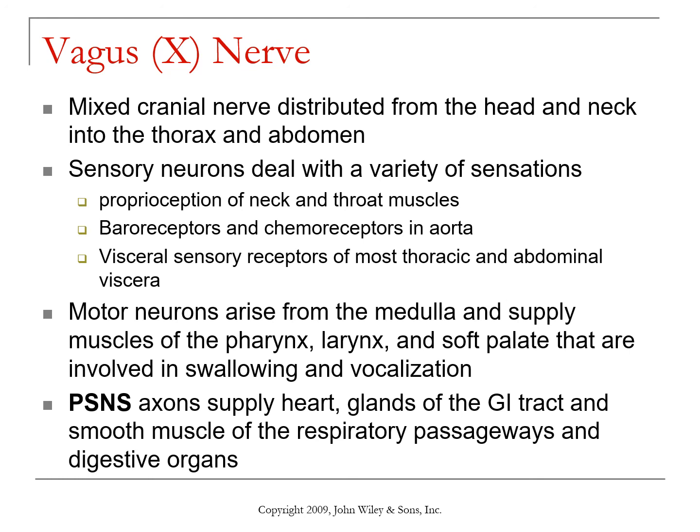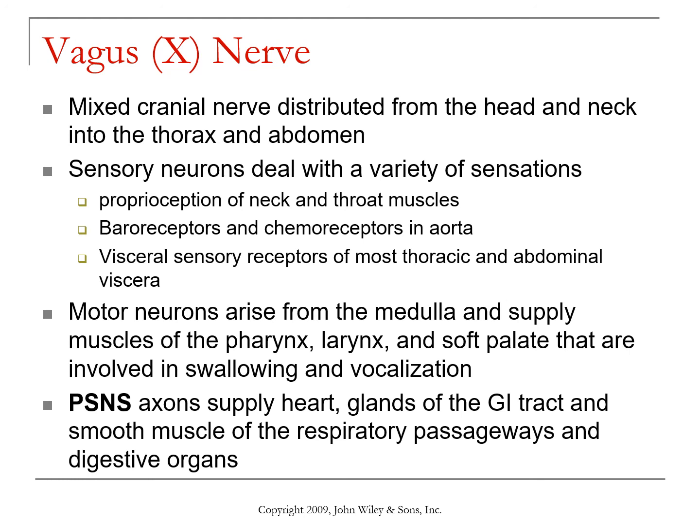It has axons that receive signals from and extend to a large region of the body, all the way down to the thorax and abdomen. Let's look at the sensory branches. The sensory fibers deal with a variety of sensations. So similar to the glossopharyngeal nerve, the vagus nerve also receives signals from baroreceptors and chemoreceptors, but these are located in the aorta, which is the major artery branching off the heart. So this would be within the thoracic region.